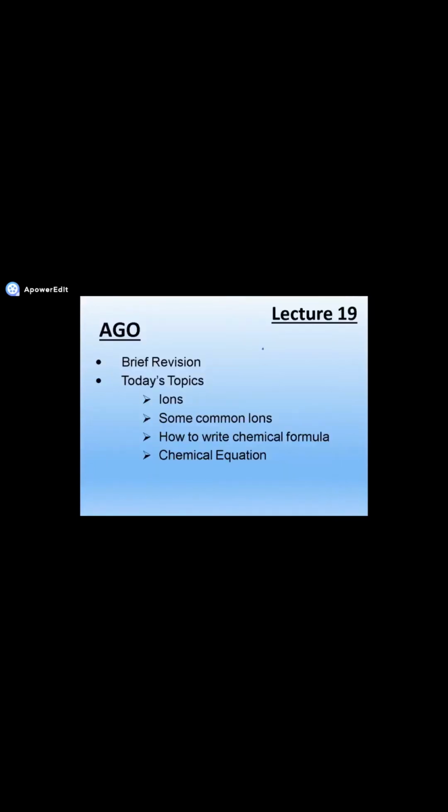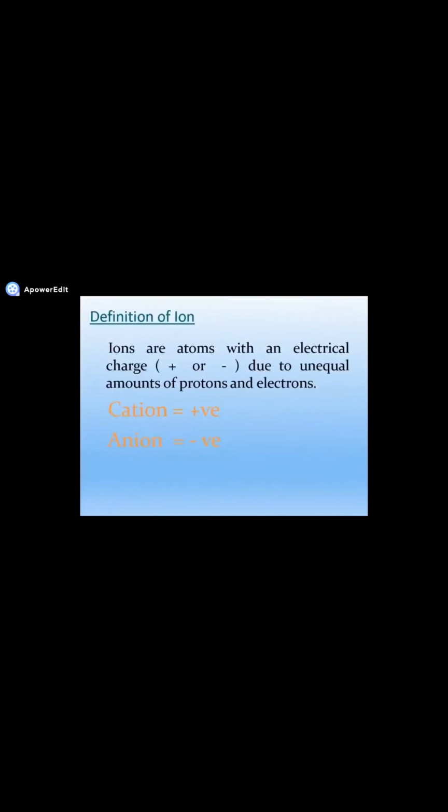So it's a very technical class today. What have we done? We did that ions are the atoms with electrical charge, either positive or negative. Why? Because due to unequal amount of protons and electrons. If it has lost one electron, then it will be called cation. If it has gained electron, we call it anion. If there is only one charge, mono, two charges, di, and so on.